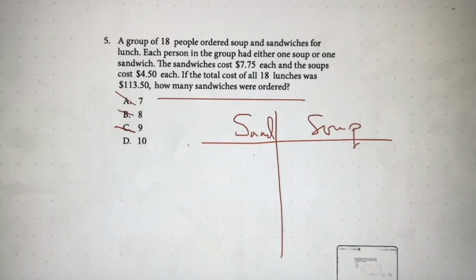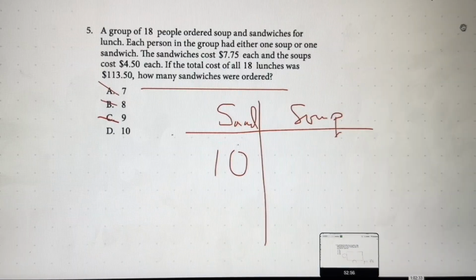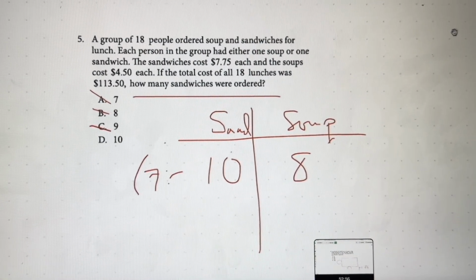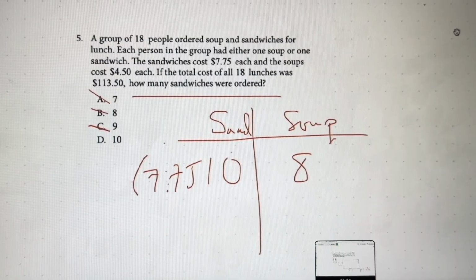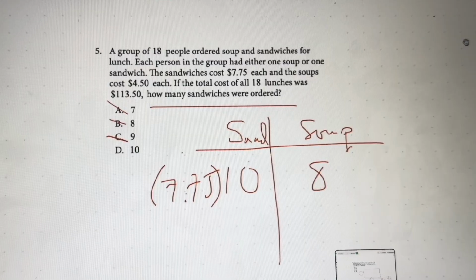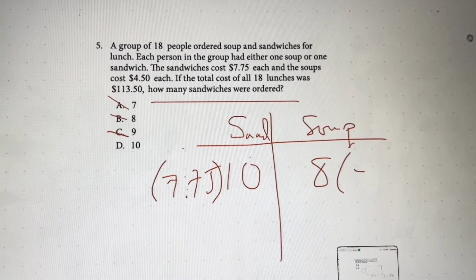All right, so I'm going to plug in a 10 for sandwiches. If there were 10 sandwiches sold, there were 8 soups sold. Sandwiches were $7.75. I think I finally got that straightened out now. But I'm wrapping up the last question. Test here. All right. And that's going to give me, that's $4.50 right there.